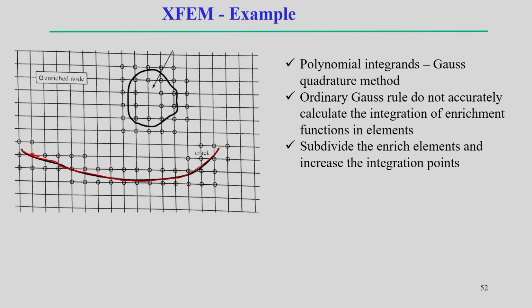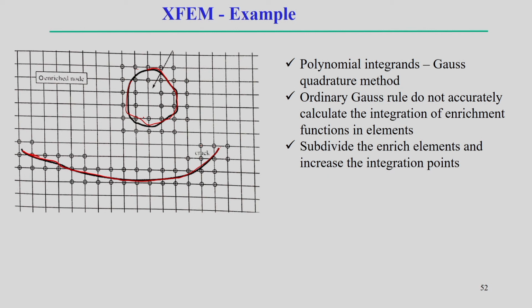Even for some inclusion, suppose this is an inclusion or hole of a particular shape, we can identify the enriched elements and the enriched nodes. On those enriched nodes or elements we apply the extra degrees of freedom, as we have seen, because there is one particular term that comes in because of the enrichment. Once we do the enrichment of these node points, we can develop the total stiffness matrix, solve it and get the interface.